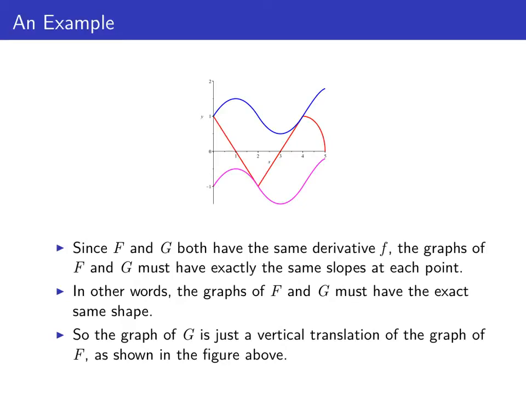Now big F and big G both have the same derivative little f, which means that they have the same slopes at the same points. In other words, the graphs of big F and big G have to look the same. They have to have the exact same shape. So big G is a vertical translation of big F. We're just translating it down 2 units so that our antiderivative goes through the point 0, negative 1. And in fact, any other antiderivative of little f is going to be a vertical translation of one of these graphs.